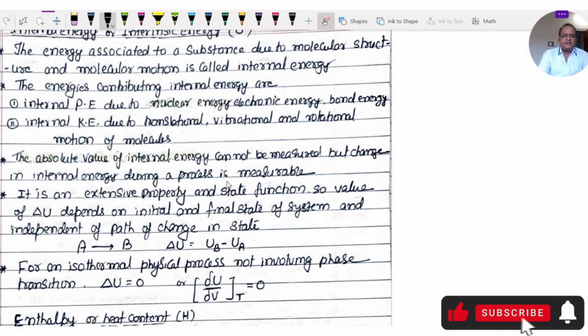Absolute value of internal energy cannot be measured, how much internal energy a substance has, but change in internal energy occurring in a process or change in state is measurable. It is an extensive property, depends on amount of substance in the system, and a state function, depends on initial and final state of the system and independent of change in state.